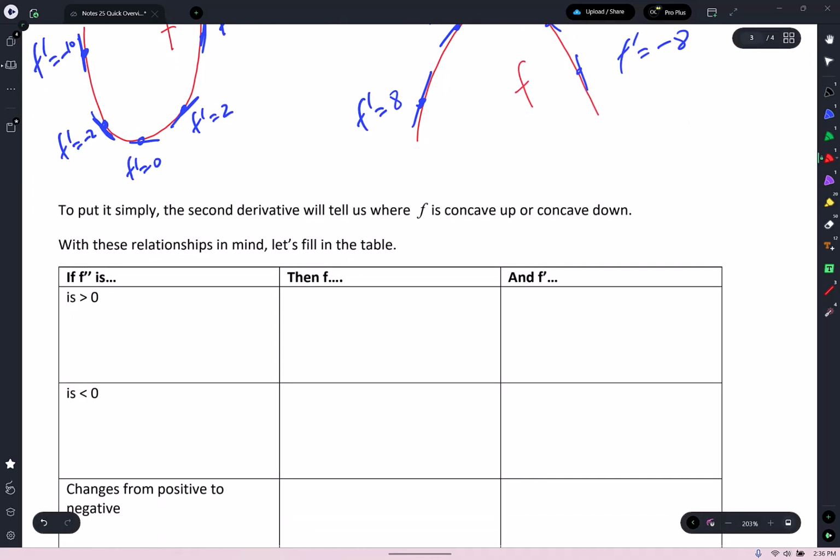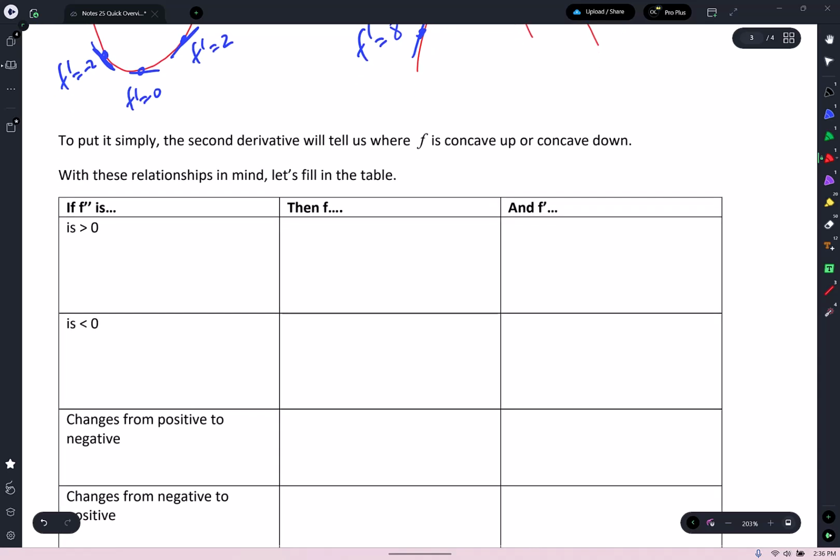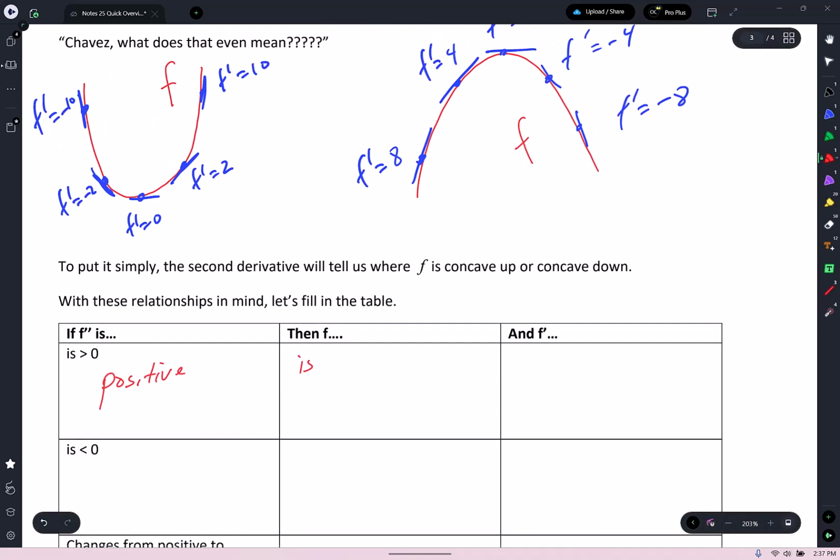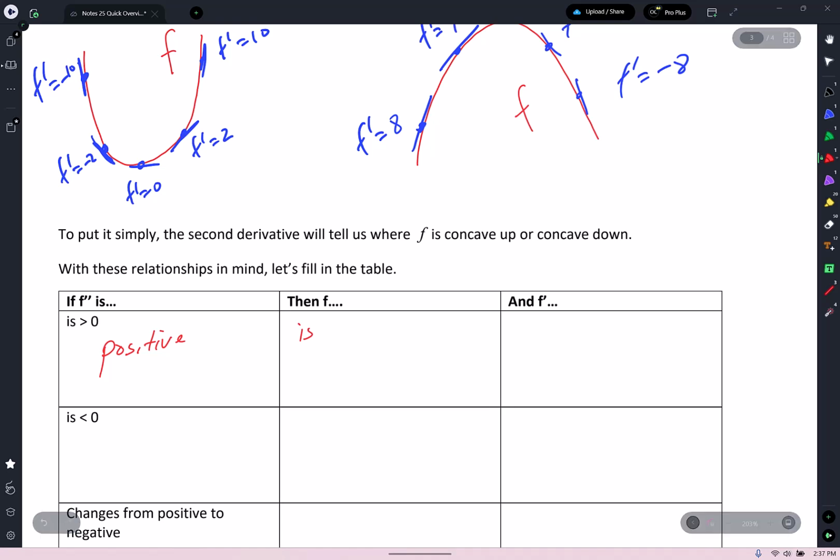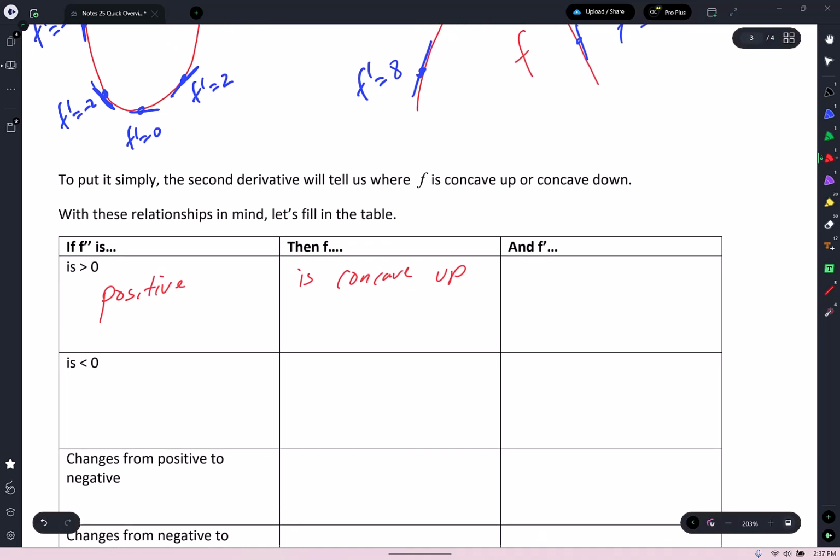Now that we've done all that, we can put it in a nice little picture here. If f prime prime is positive, then what does it mean about f? Concave up, right? If f prime prime is positive, then f is concave up. What does it mean about f prime? f prime is increasing. Is this helping you guys?